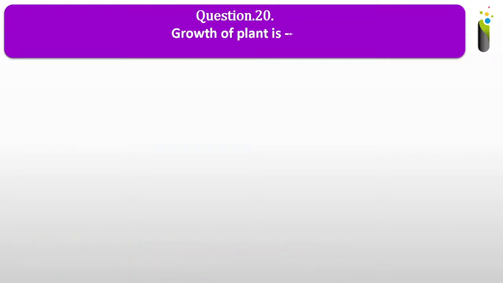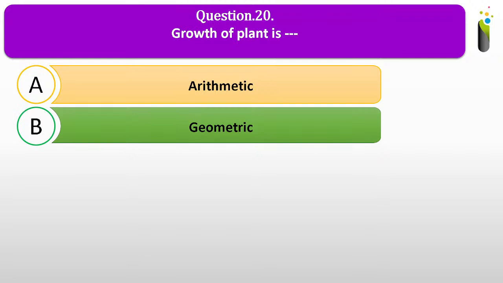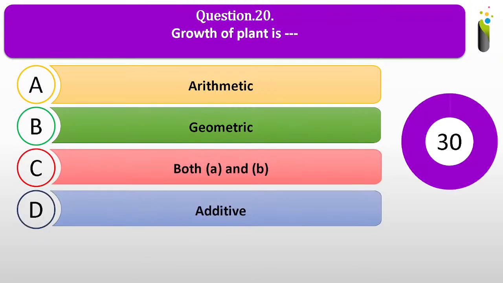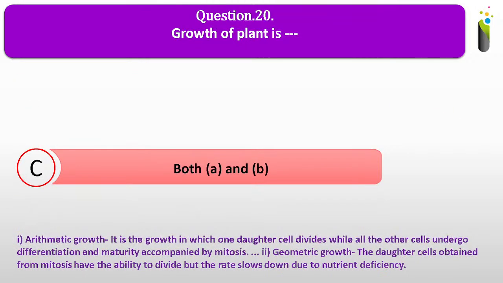Question number 20. Growth of plant is dash. A. Arithmetic. B. Geometric. C. Both A and B. D. Additive. So the correct answer for this question, growth of the plants, is, what should it be? It's C, both A and B.